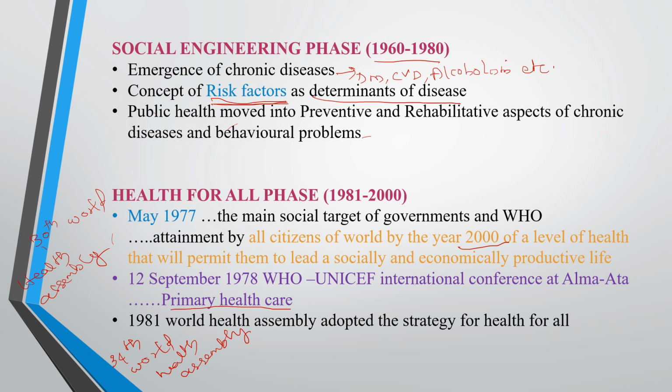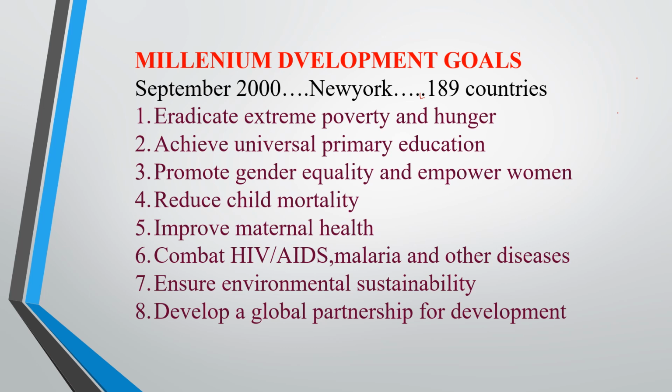On 12th September 1978, at the joint WHO-UNICEF International Conference at Alma-Ata, they introduced primary health care as a way to achieve health for all. And the 34th World Health Assembly in 1981 adopted the strategy for health for all. So the changing concepts in public health were the disease control phase, health promotional phase, social engineering phase, and the health for all phase.